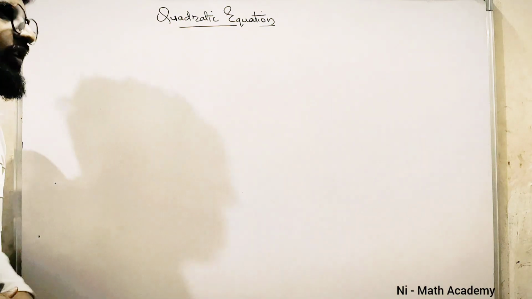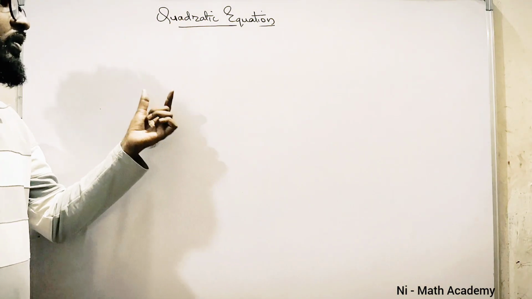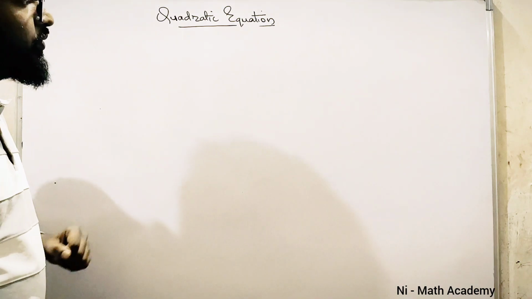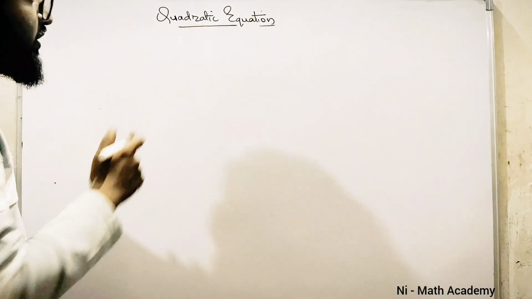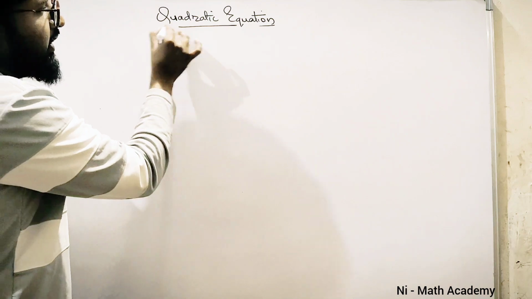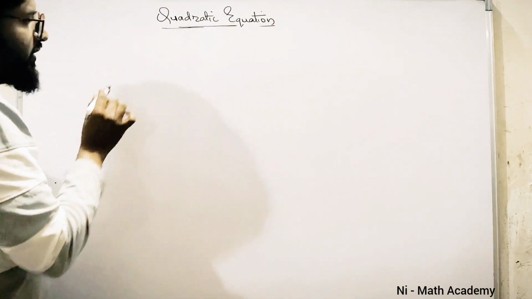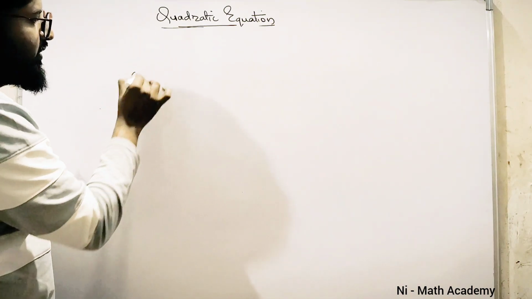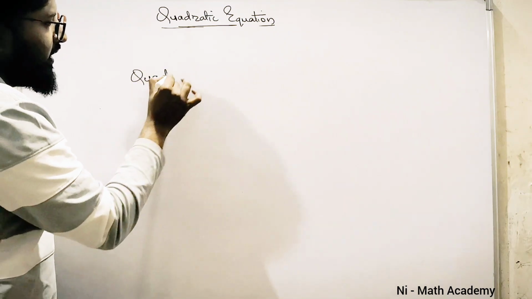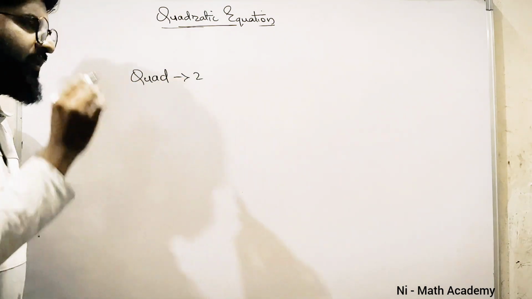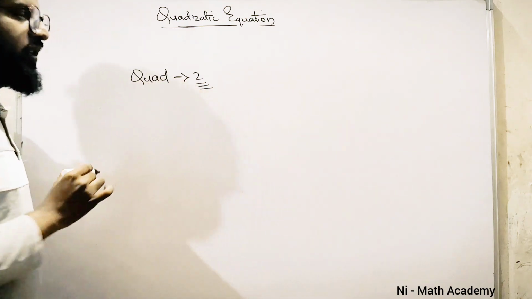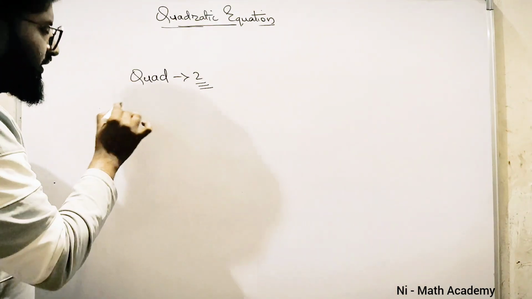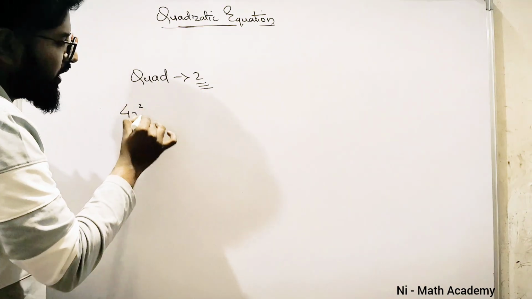Hello dear all, today we are going to understand the meaning of quadratic equation, one of the important chapters of grade 10. Now quadratic equation, quad is a Greek word which has the meaning as 2. It means the equation in which the variable's highest power is 2, then it is a quadratic equation.